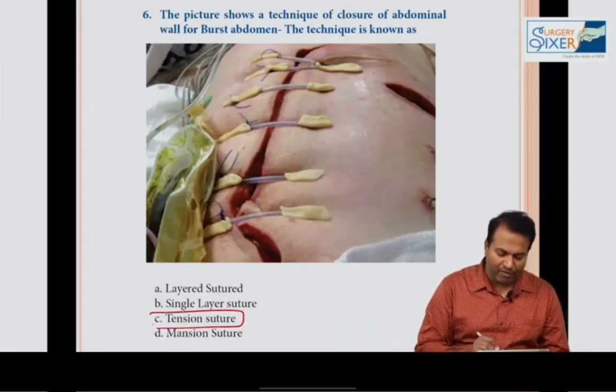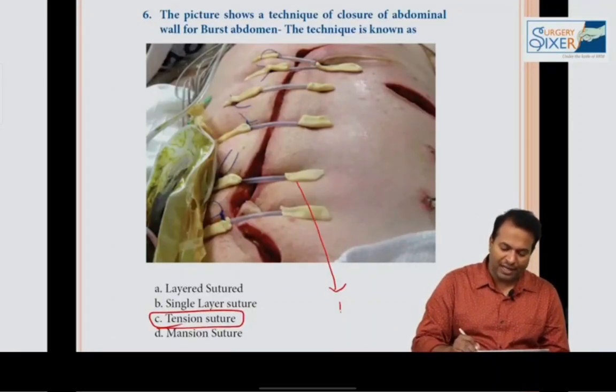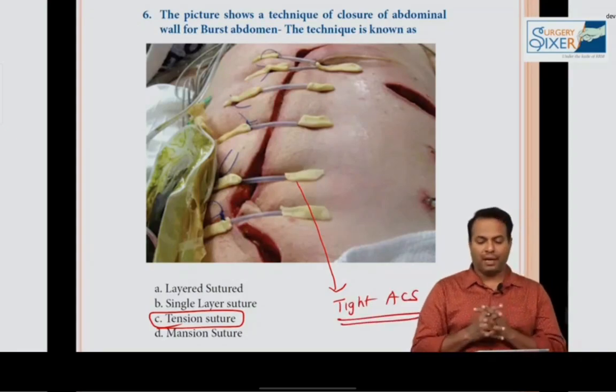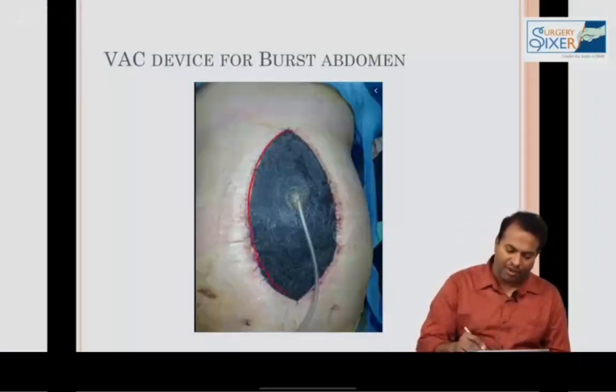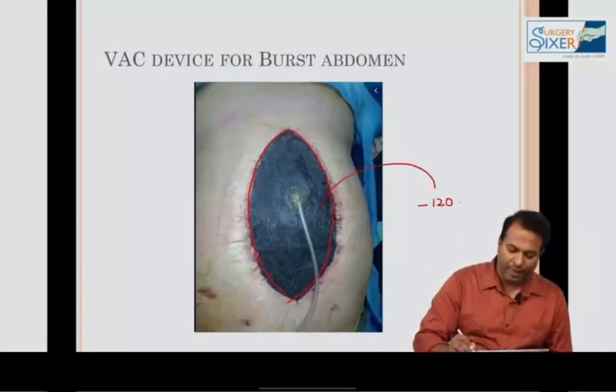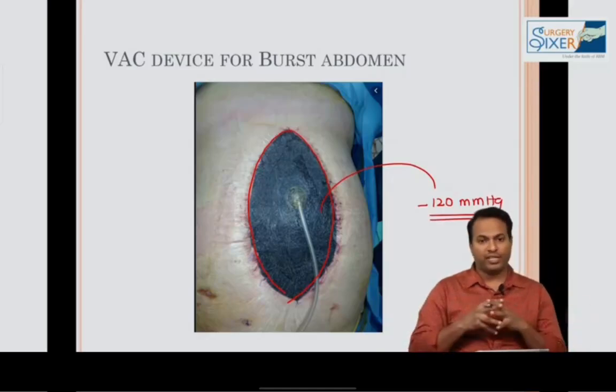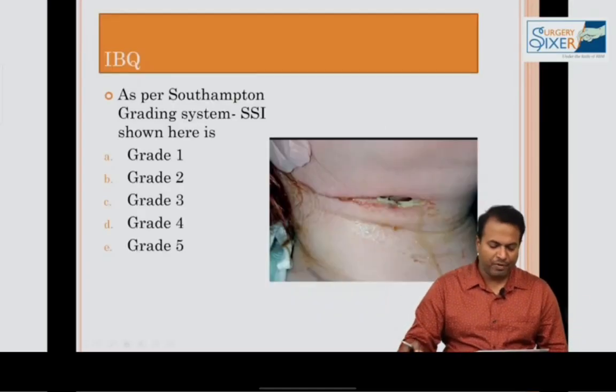Tension suture should not be done. What will happen if I do suturing like this? It will result in tightness, and abdominal compartment syndrome will happen. Therefore, this should not be done nowadays. So nowadays the latest treatment is this vacuum assisted closure device. In the opened abdomen we keep a suction type of device, which will suck the fluid at a pressure of minus 120 millimeters of mercury, and it will allow granulation tissue to form and the wound will gradually close.